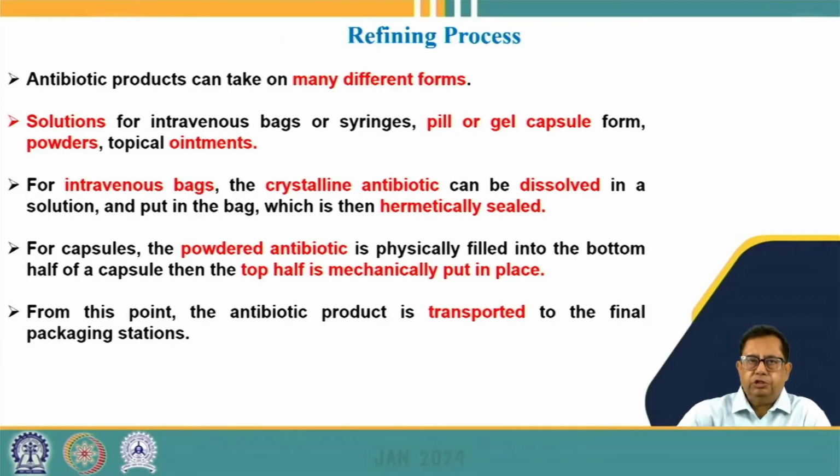In the refining process, the antibiotic can take different forms. Having gone through the fermentation process, we have recovered and purified the antibiotics, and that purified form can now be transferred into different types of applications. For example, we can produce solutions out of it which can be used for intravenous bags or for syringes. We can convert the antibiotics into pills or into capsule forms. We can have it in powder form. We can convert it into different types of ointments.